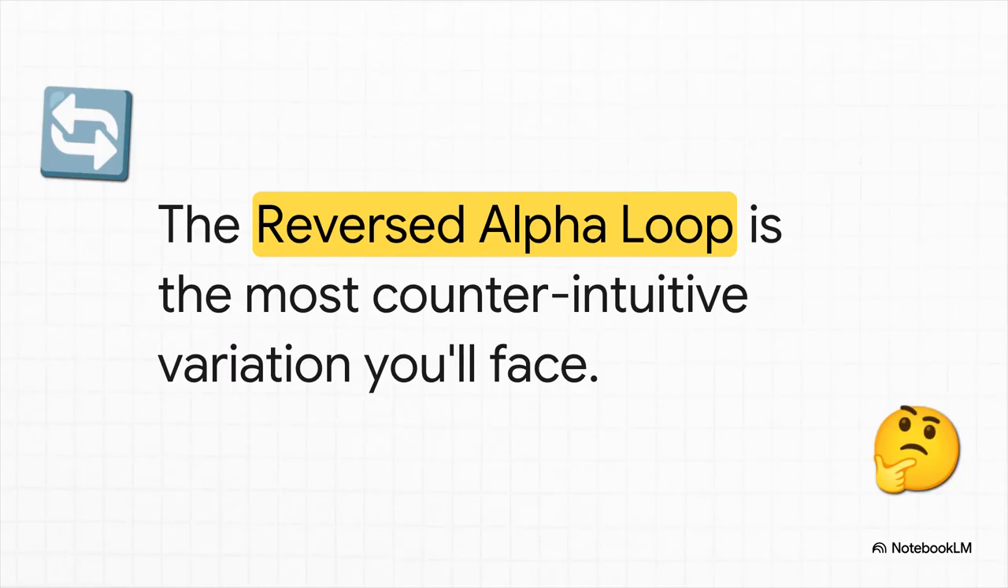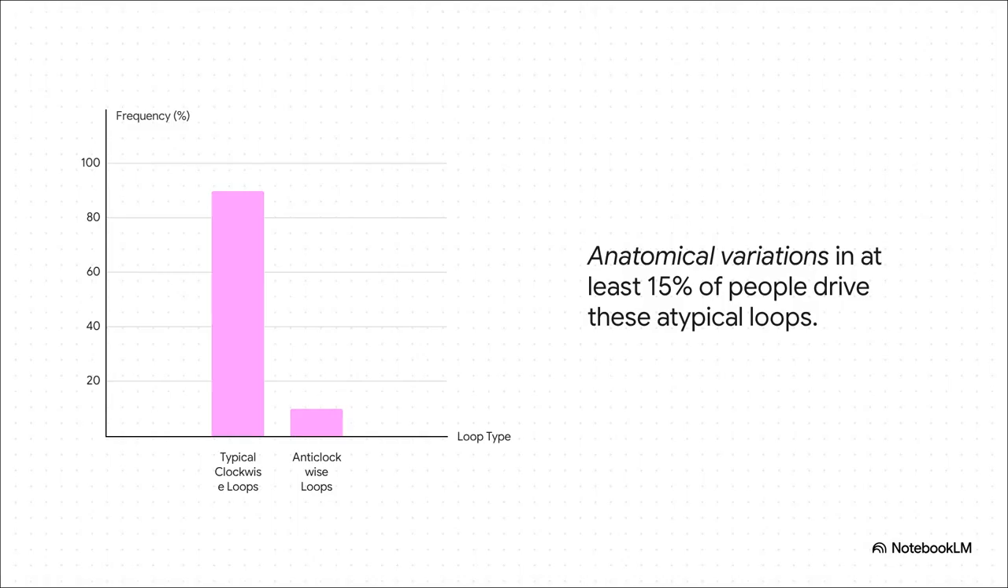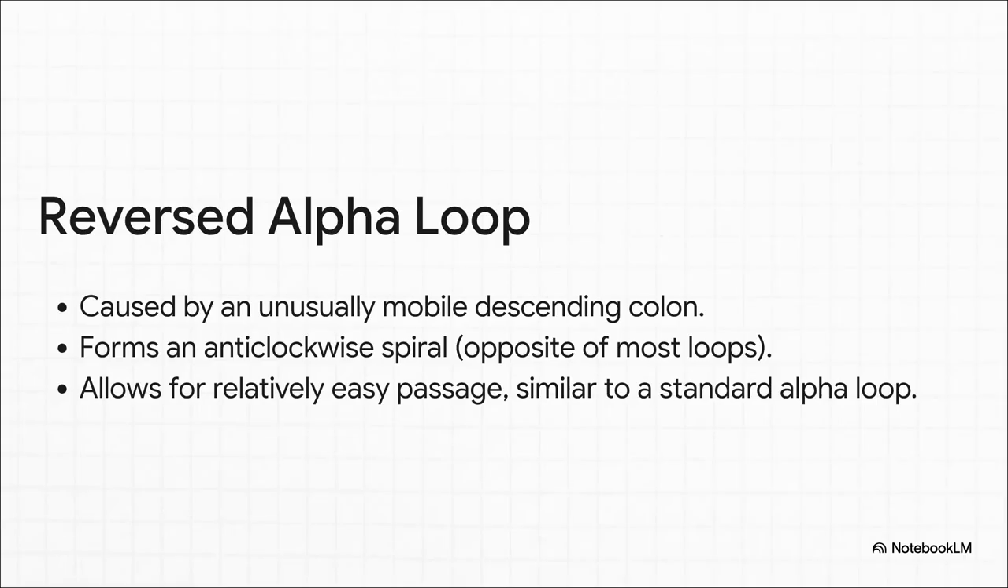And finally, we have the most counterintuitive one of them all, the reversed alpha loop. I'm telling you, this one can really throw you for a loop, pun intended, if you're not ready for it. So why does this happen? Well, it turns out that in at least 15% of people, there are these little anatomical variations in how the colon is attached, and that can force the scope into this weird anti-clockwise spiral, the exact opposite of what you normally see.